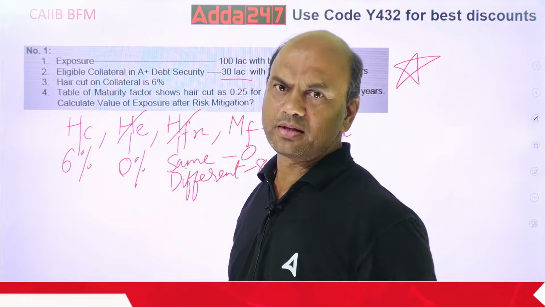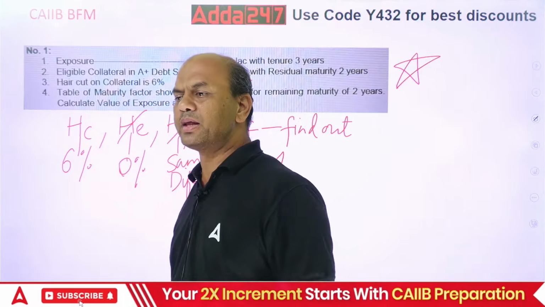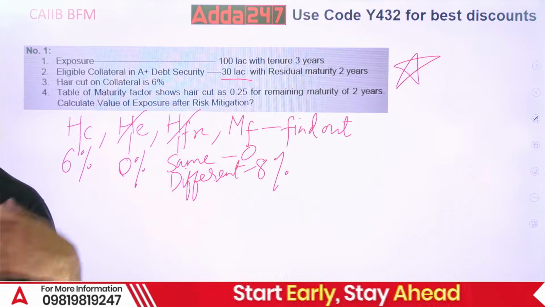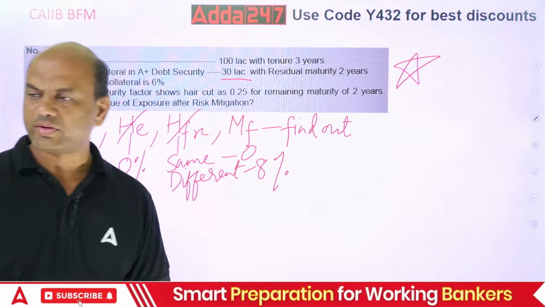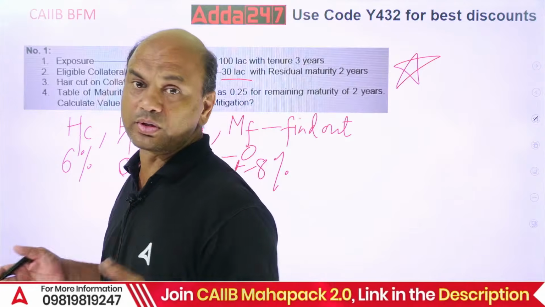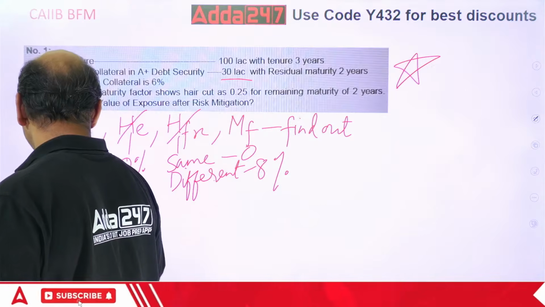30 lakhs is the collateral. In that, haircut is to be applied. So always remember, whenever you apply haircut to collateral, it will always be reduced. You will always reduce it, right? So what will be my next collateral? Adjusted collateral.